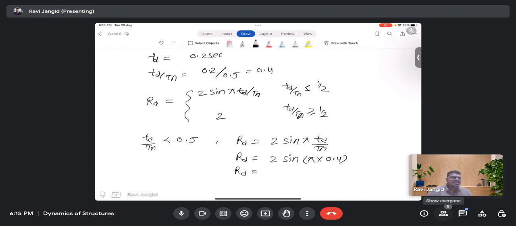No, no, that is a different thing. If your TD by TN is less than 0.25, then your impulse is considered as an area, and the shape of the impulse doesn't affect. That was a different thing. This is 1 by 2. There is no doubt in this.